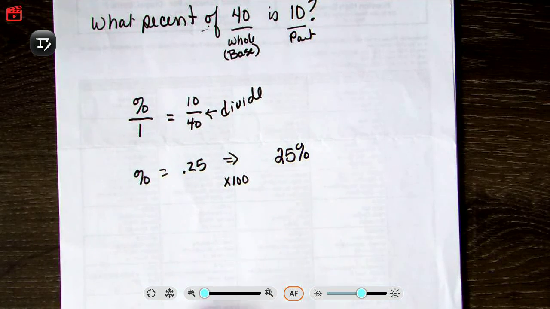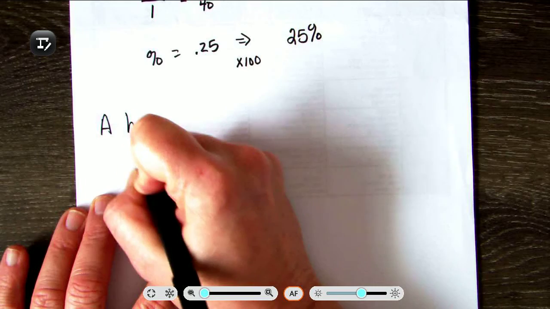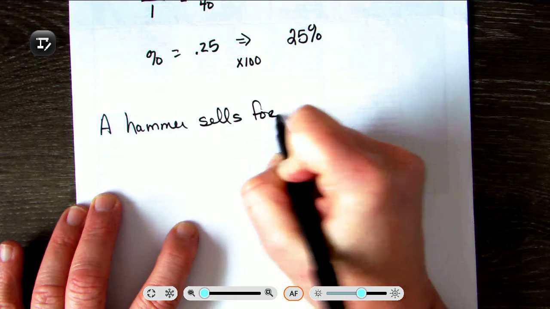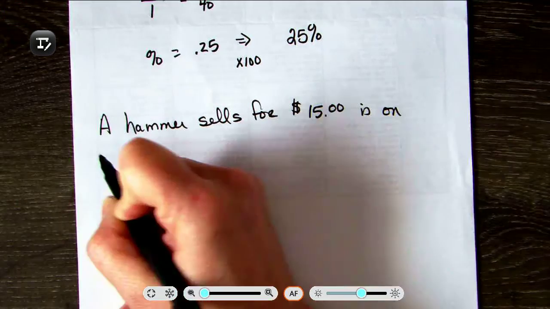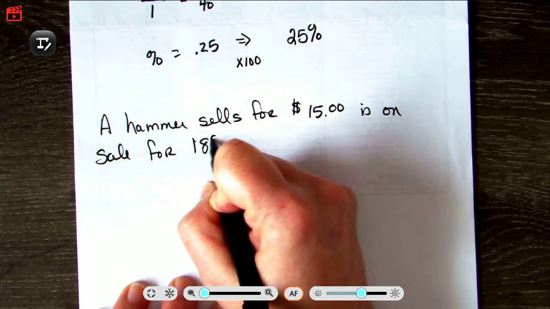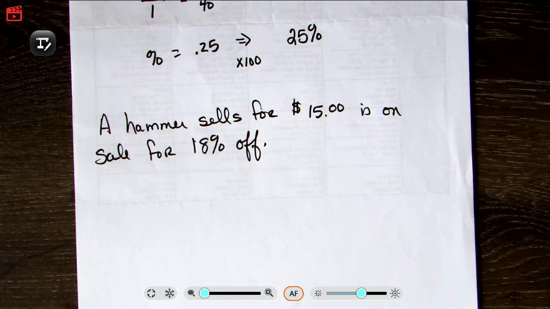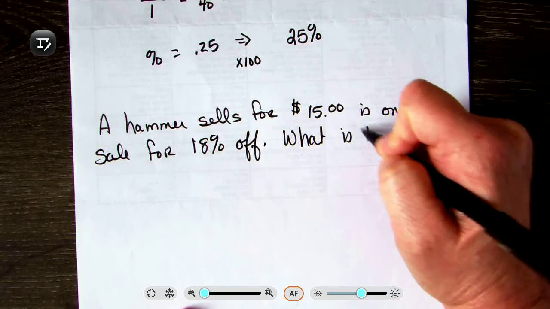Okay, let's do a word problem. So let's suppose we have a hammer that sells for, let's say, a nice $15, and is on sale for 18% off, or a discount of 18%, or is on sale at 18% less than the actual price. However they want to phrase this. We want to find what is the sale price.